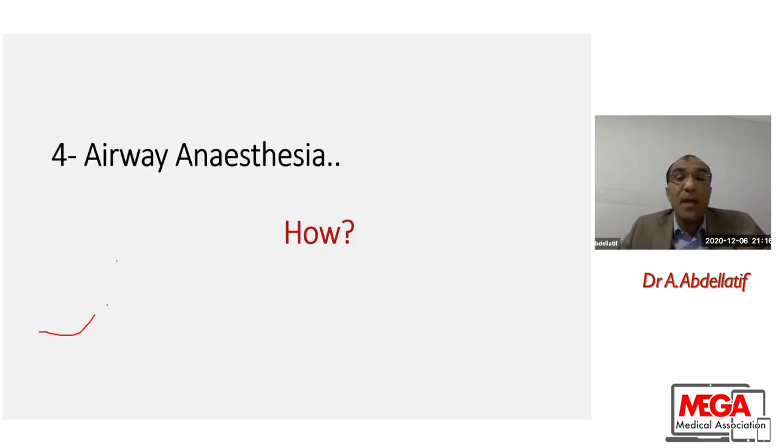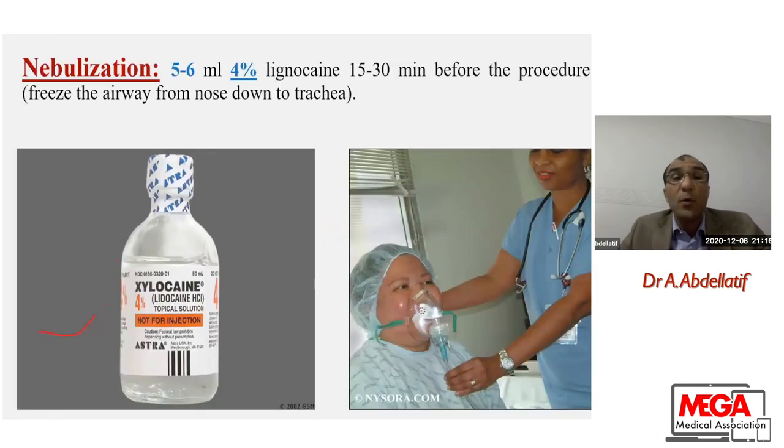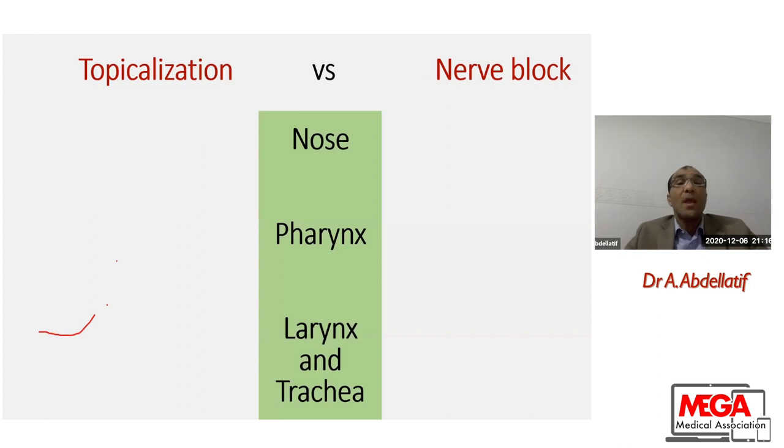Airway anesthesia, how are we going to do it? A very, very comfortable way is to use 5 to 6 milliliters of 4% lignocaine, but I think it's not available in Egypt, and I'm not using it. If you have it, it does a great job. I know some consultants in KSA are using 4%, and they have a very great effect. So the alternative is either to do topicalization versus doing a nerve block.